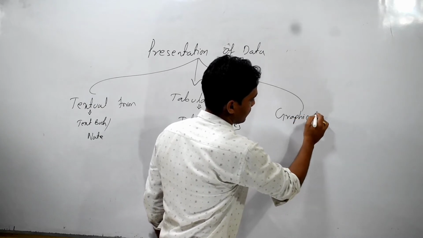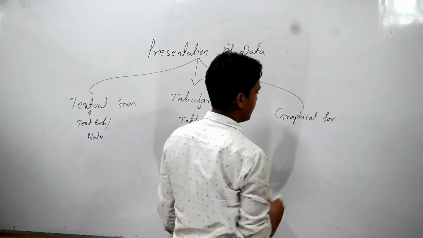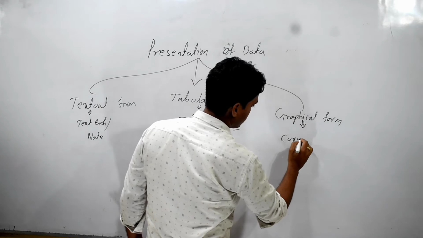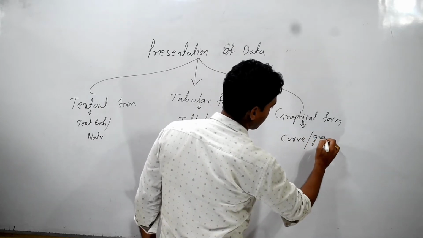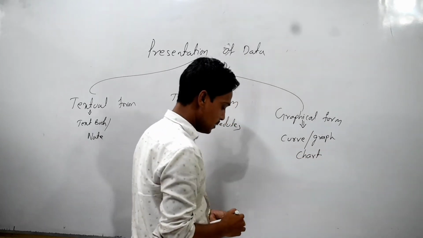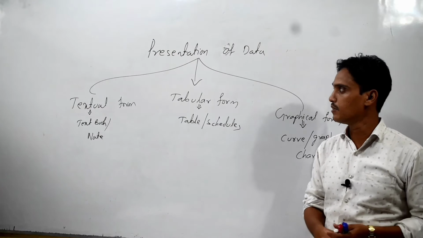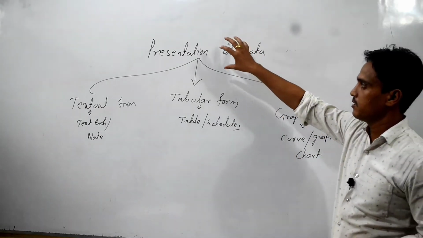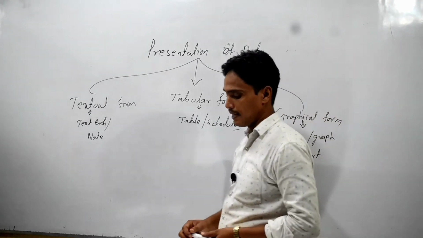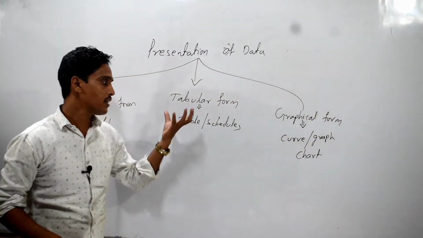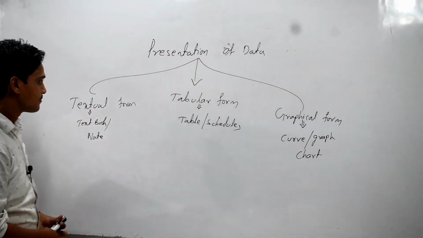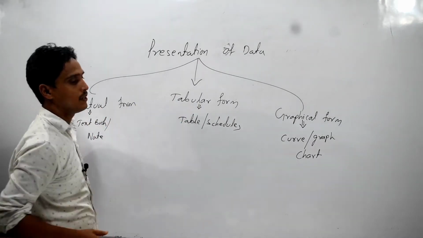where data are presented by way of curve or graph or chart. So before we learn the demand schedule, we must know the various forms of presentation of data. So as shown in our diagram, the data in economics is generally presented in three ways.